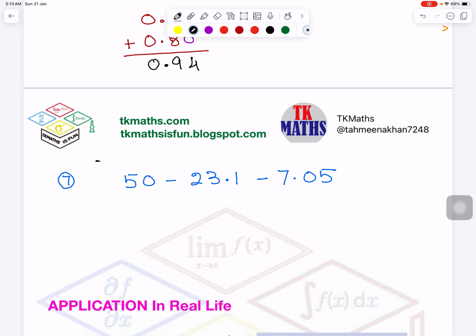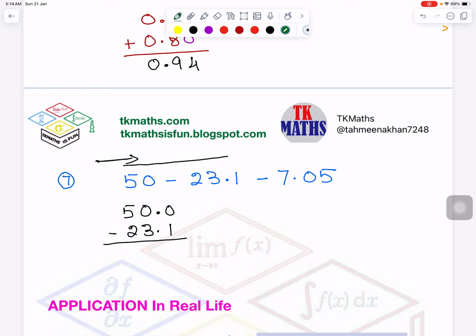So I will start subtracting from here. So I will do 50 minus 23.1 first. Number one thing, I will forget about 7.05. So first I will do 50. Now there is no decimal, so it is at the end, okay? 23.1. The empty space I will fill by 0. And I will subtract it.